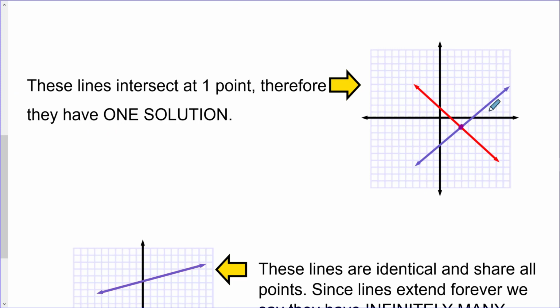Here, this is also a system, but they do meet. The two lines do meet. They meet at this point right here, which is (3, -1). So I'm going to say that there is one solution. There's one place where they meet, and that place is at (3, -1).